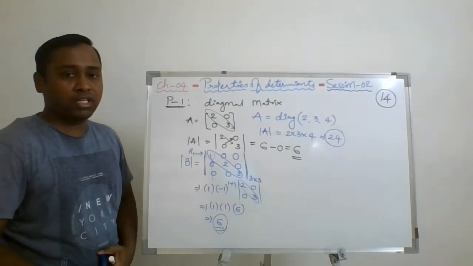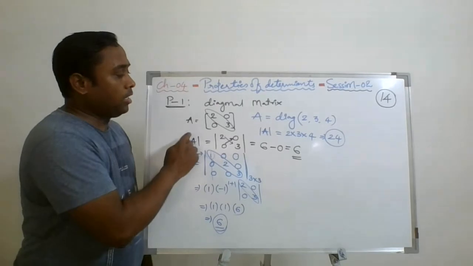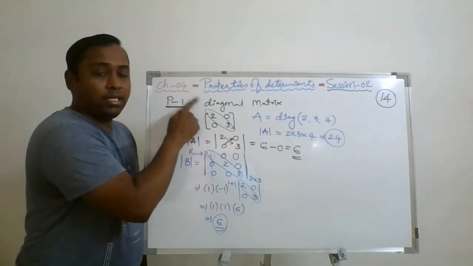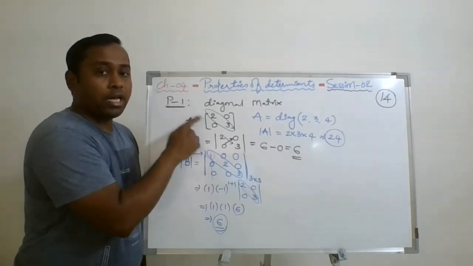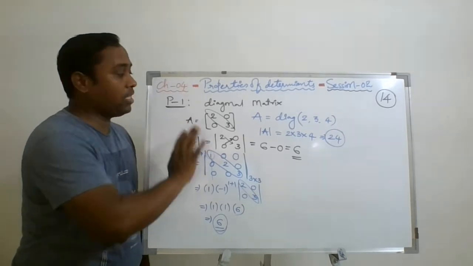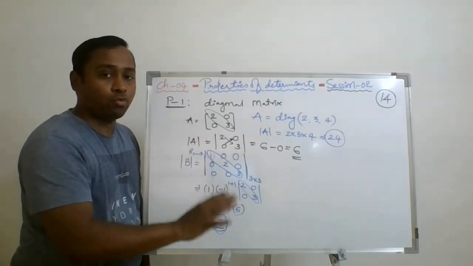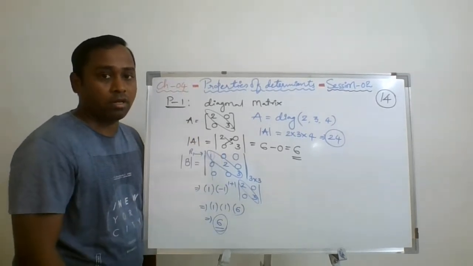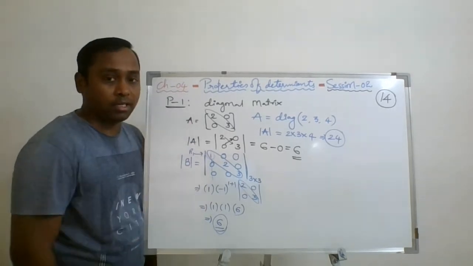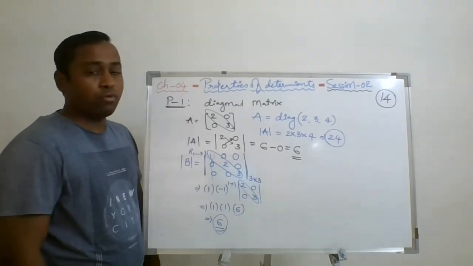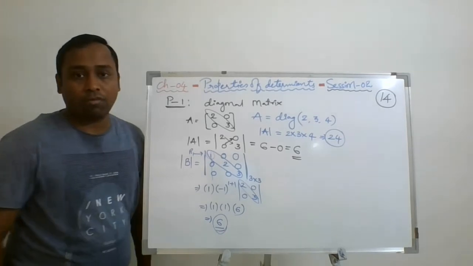What does the first property say in short? The determinant of a diagonal matrix is just the product of diagonal elements, nothing else, whether it is a 3 by 3, 4 by 4, 2 by 2, 6 by 6, whatever the order, but it must be a diagonal matrix. That's it. Now we are going to understand the second property of the determinant.